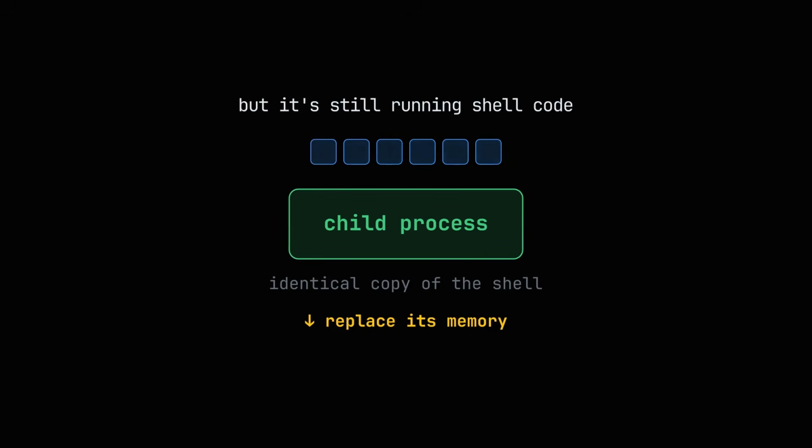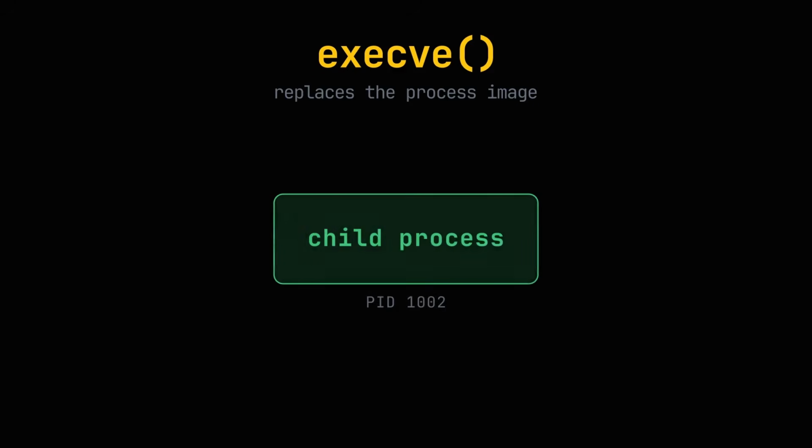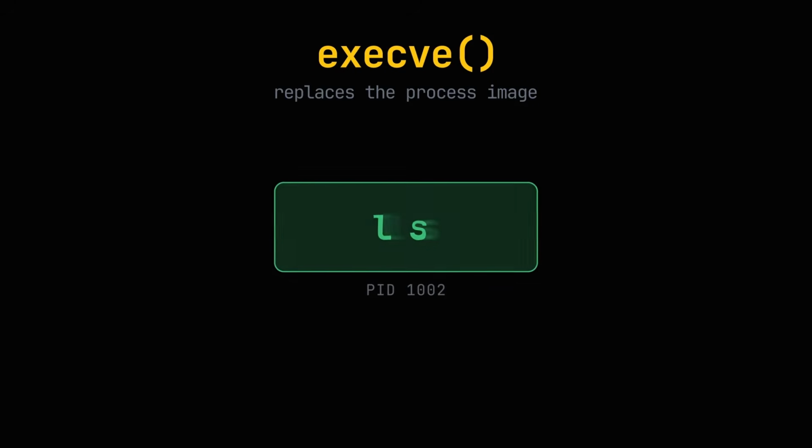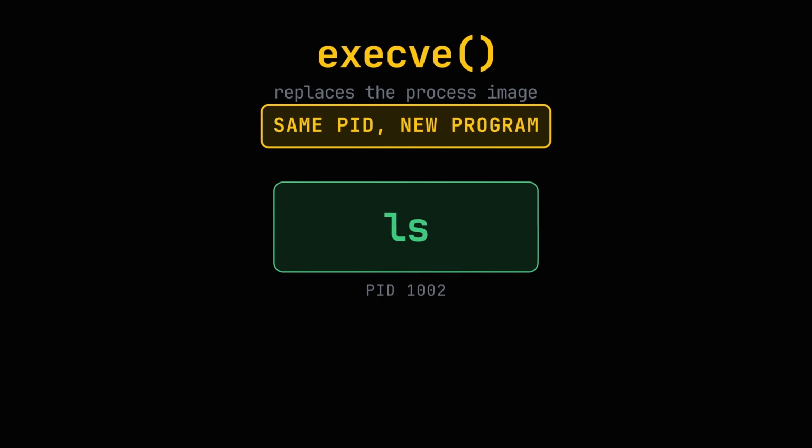Now comes the real transition. The child process calls execve. It doesn't create a new process, it completely replaces the current one. Code, memory, stack, everything is overwritten. Same PID, completely new program.